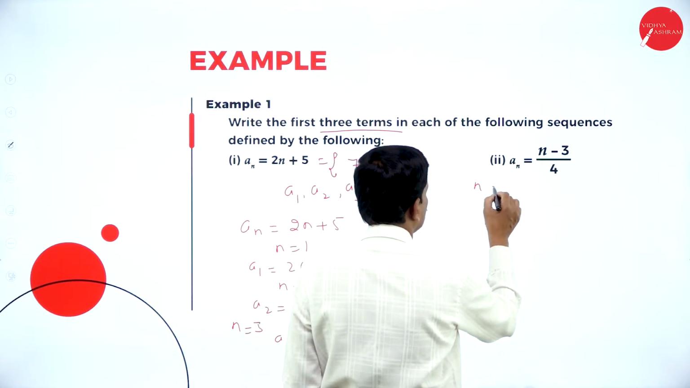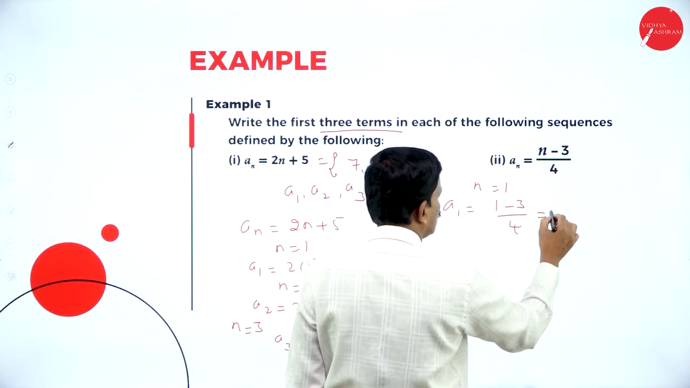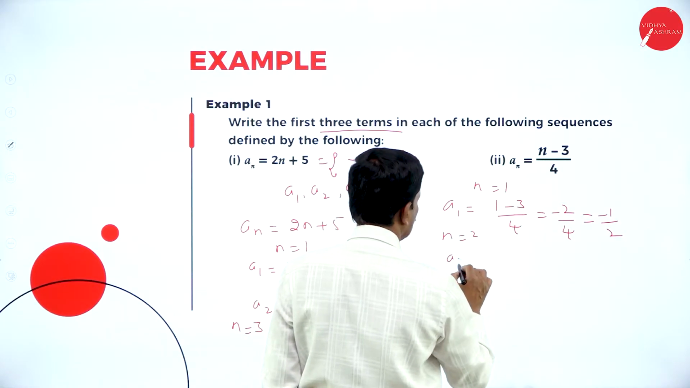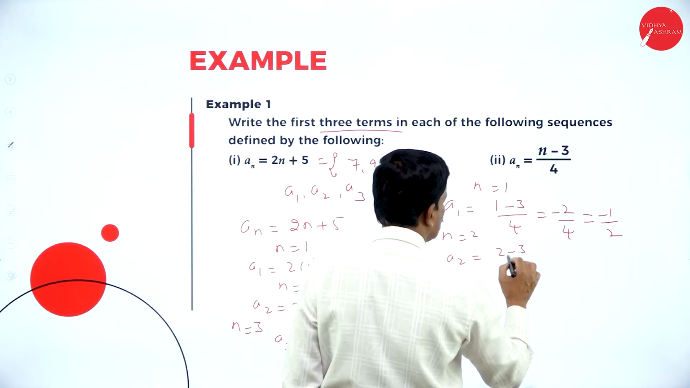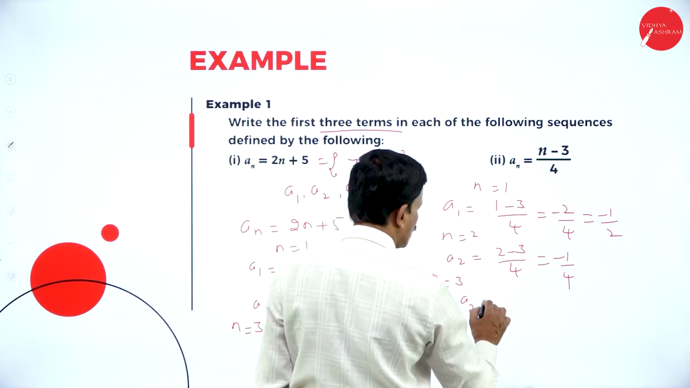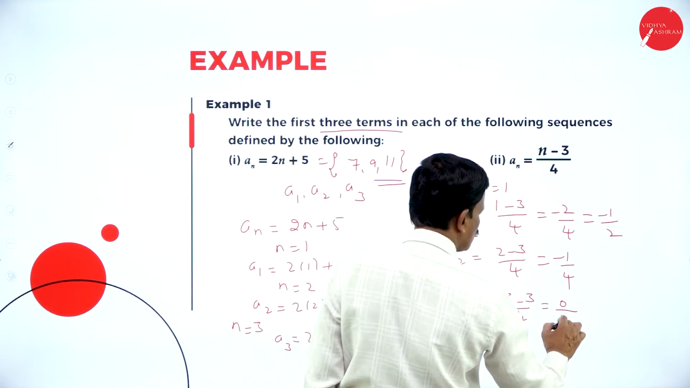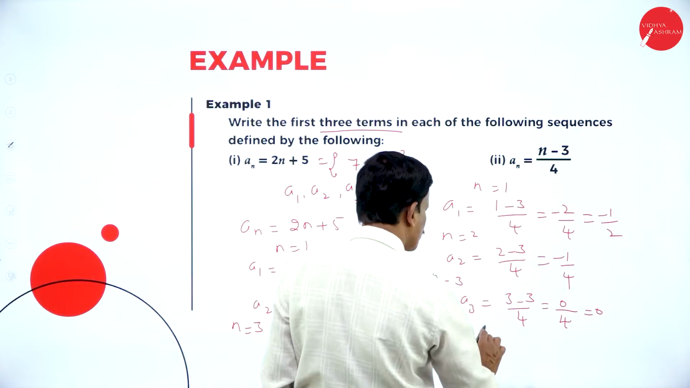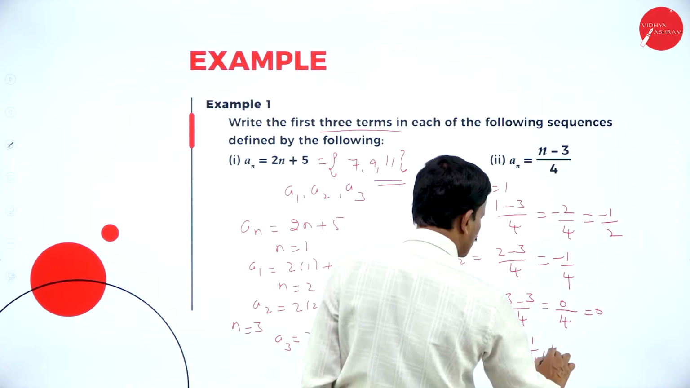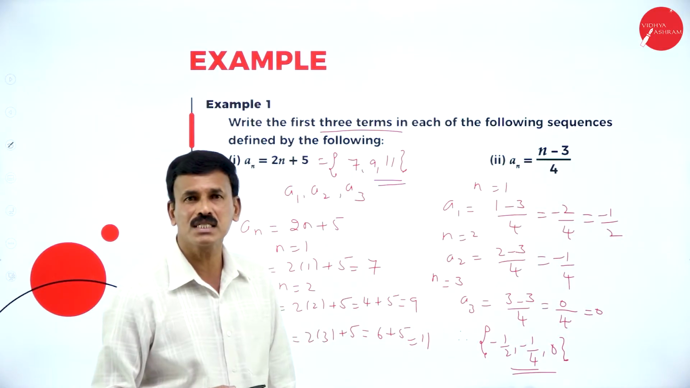To write the first three terms of the sequence, put n is equal to 1, 2 and 3. Then if you put n is equal to 1, A1 is equal to 1 minus 3 divided by 4. This is minus 2 by 4, which is minus 1 by 2. Now, put n is equal to 2, you will get A2 is equal to 2 minus 3 divided by 4. This is equal to minus 1 by 4. If you put n is equal to 3, the third term A3 is equal to 3 minus 3 divided by 4. 3 minus 3 is 0, divided by 4 is equal to 0. So, therefore, the terms of the sequence are minus 1 by 2, minus 1 by 4 and 0. These are the first three terms of the sequence whose nth term is n minus 3 divided by 4.